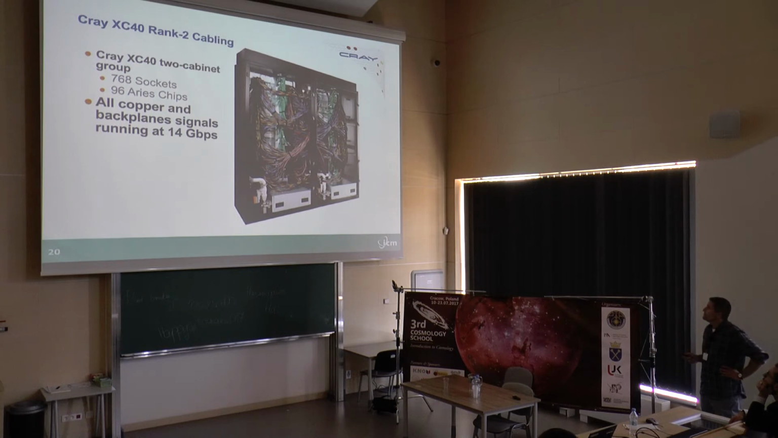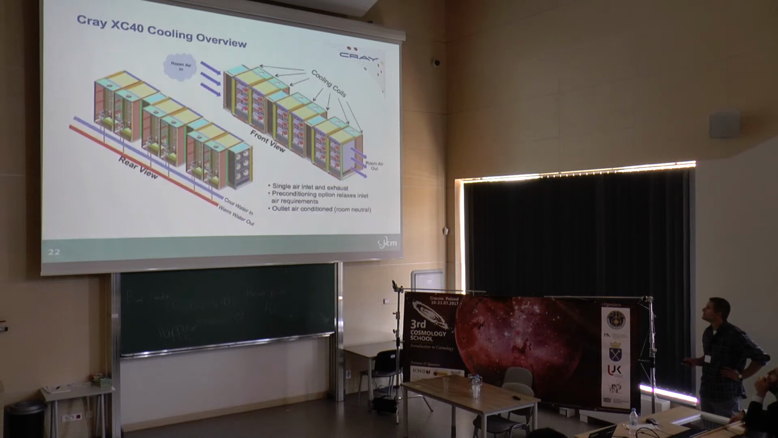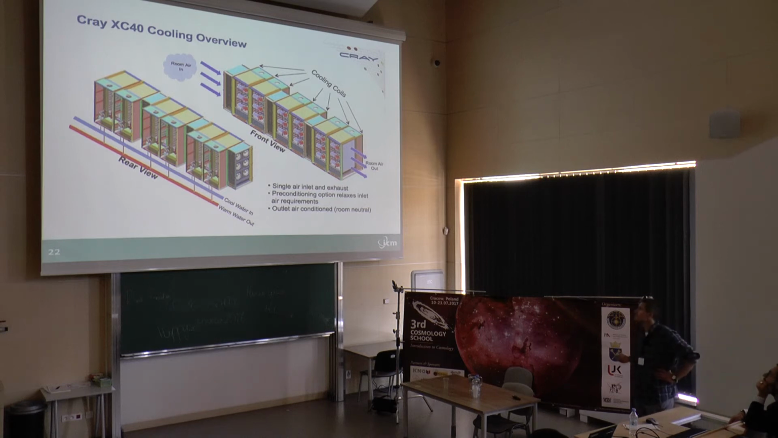Here's just a view of this rank 2 cabling of two racks. And then, as I said before, you have those groups of rank 2 connected with the rank 3 between them, with a specific number of ports that you can use. Like 240 ports are available for a 2 cabinet group or 2 rack group.